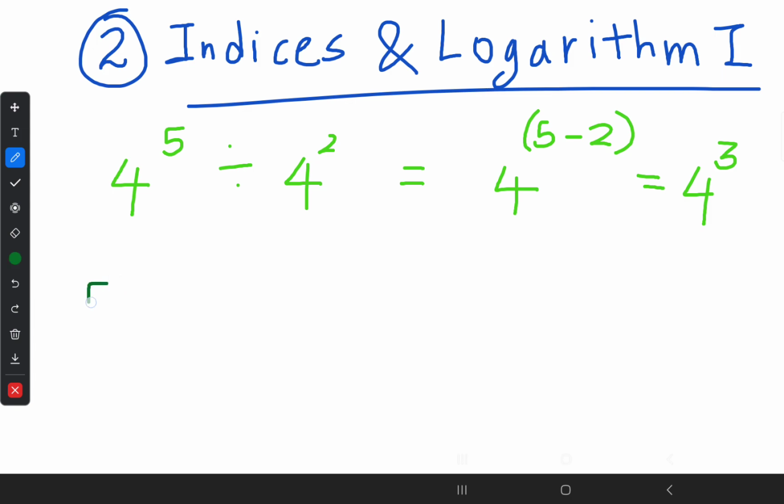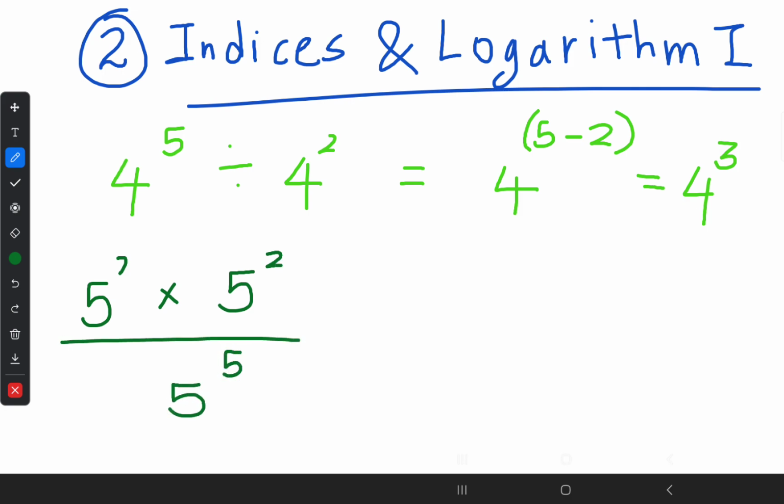Here you have 5 to the power of 7 multiplied with 5 to the power of 2 divided by 5 to the power of 5. This would be the question. Before starting to do the question, you should understand what is happening over here. 5 to the power of 7 first multiplied with 5 to the power of 2.